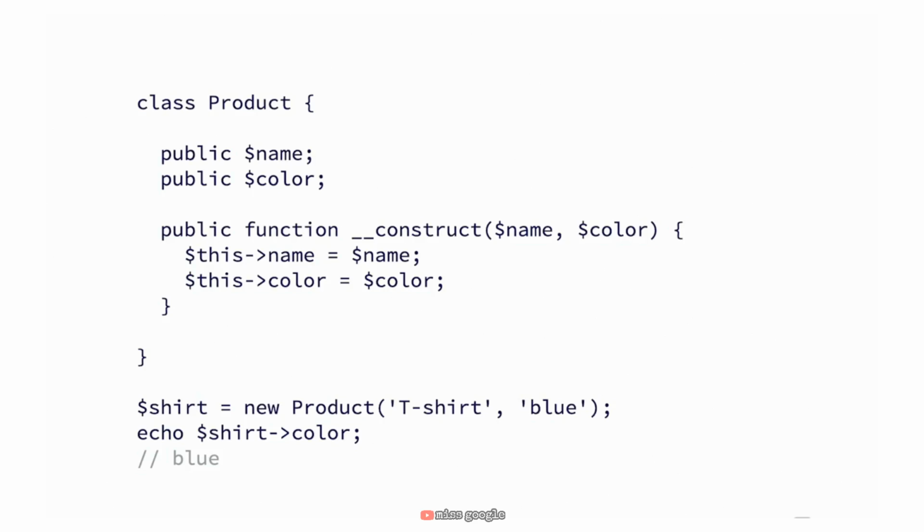So when I create a new instance of product, I've got parentheses, and two values are being passed in to those arguments, one for t-shirt and one for blue. Now the result is that my shirt color is still blue, but it's not hard-coded as a default value, and it's not hard-coded in my constructor method. I'm passing it in as an argument when I create an instance of this object.